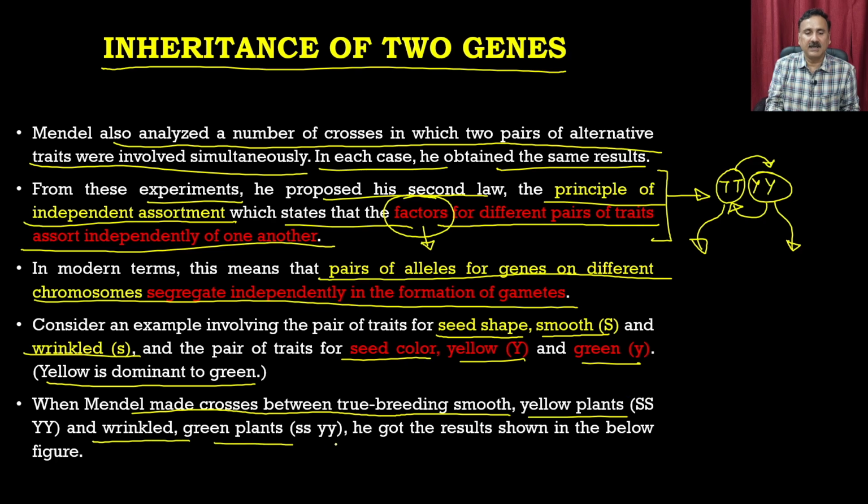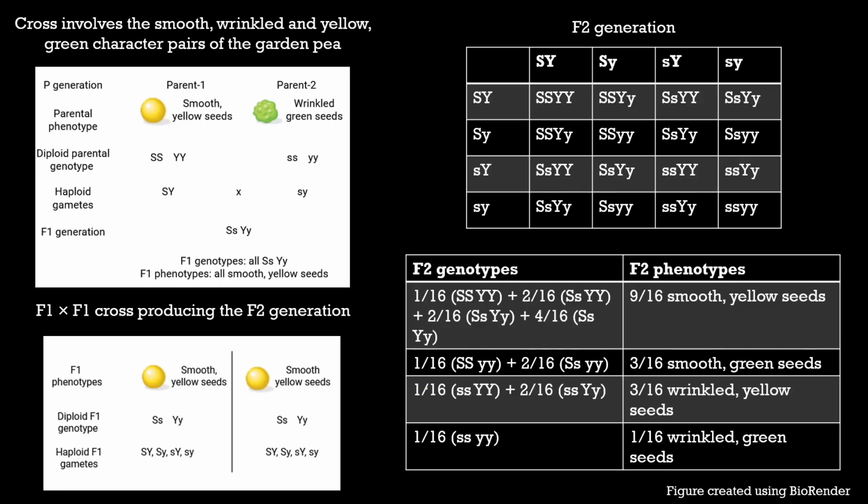to the wrinkled and green plant. Remember that in the previous lecture we were talking about only one gene, that is either the yellow plants or the smooth seeds. But now we are talking about two genes. So he got the result which is given like this.